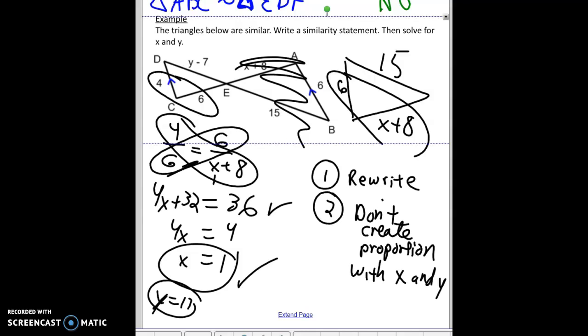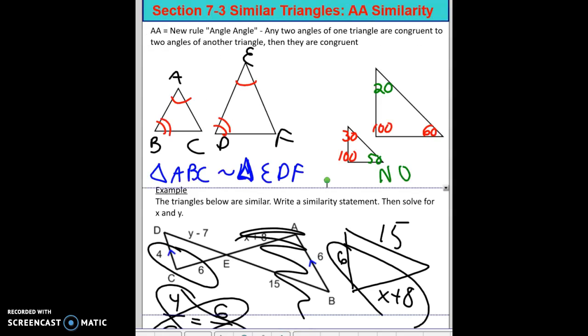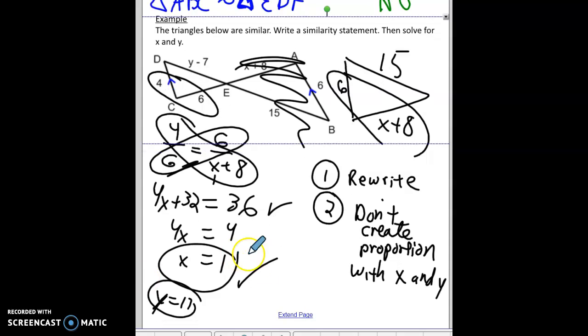Step one, I want you to always rewrite the problem or redraw it. Second, create your own proportion. Make sure you never have x and y in the same proportion. Don't create a proportion with x and y together.